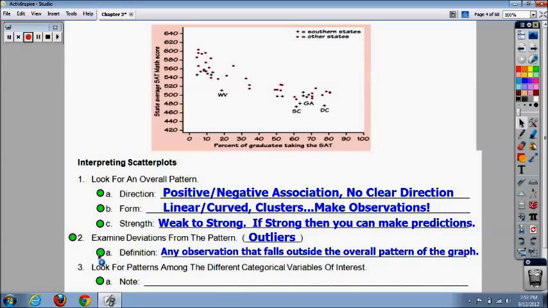Now we're going to look for patterns among our different categorical variables of interest. Remember I pointed out that some of these points are southern states, and we're going to make them a separate symbol. We're going to use a different plotting symbol to indicate categorical variables. So I take some of those dots, and this is where I made the plus signs. Now if you only wanted to focus on southern states and look for a pattern within them, you could do that. If you wanted to make a different symbol to represent states in the Midwest or states on the east and west coasts, you could do that.